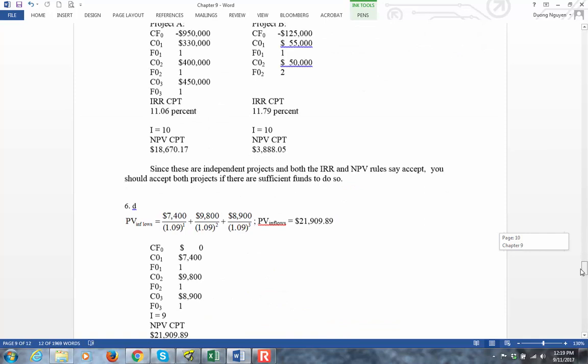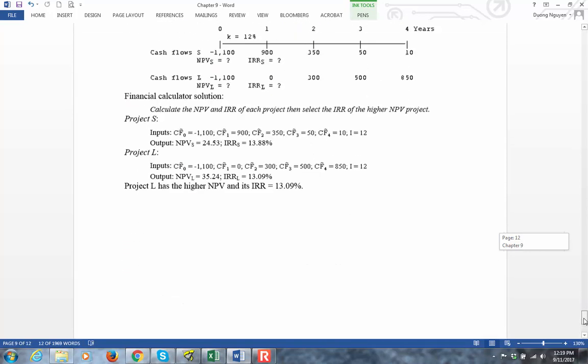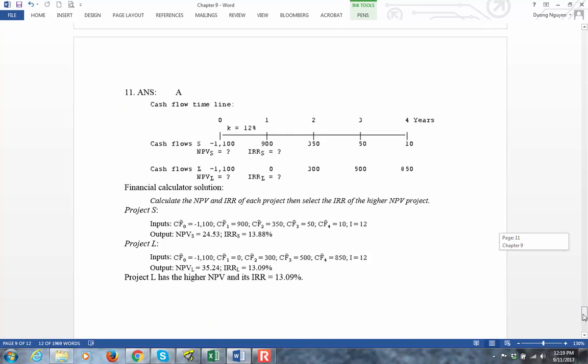So let me get the solution at the end. You can see that the NPV of S is 24.53, NPV of L is 35.24, IRR of S is 13.88, IRR of L is 13.09. This is a little tricky, because you can see that NPV of S is smaller than NPV of L, but the IRR of S is higher than IRR of L.